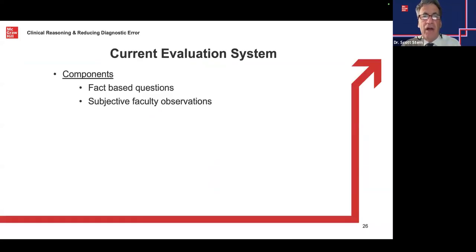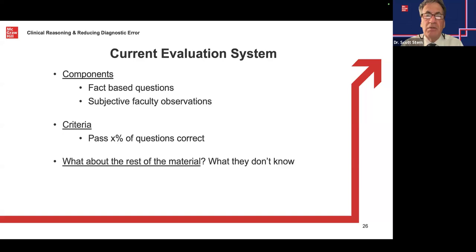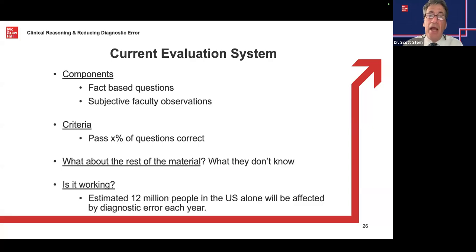So what is our current evaluation system? Well, we have a lot of fact-based questions, which is all students study anymore because that's how they're evaluated, and subjective faculty observations. What counts as passing is they get a certain percent correct and we say you've passed. Well, that's not really so great. What about the rest of the material they didn't know? What if they didn't understand heart attacks and now they're in their clinical arenas? That's a problem. And finally, I'd argue it's not working. We have 12 million people affected by diagnostic error every year. We can't argue that what we're doing is working.